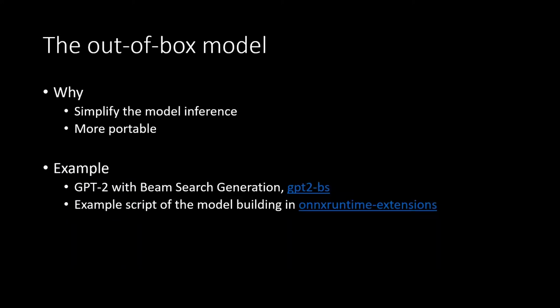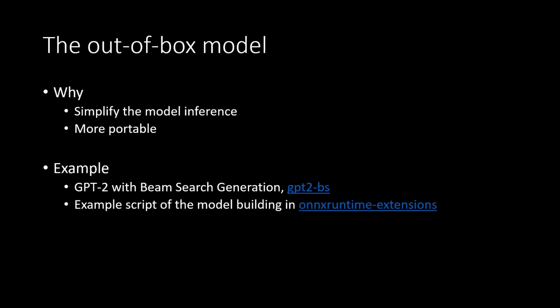Also, we have a new kind of model, which we call the out-of-box model. This model fuses all the pre and post processing into the model. So when you do the inference, you don't need extra steps for pre and post processing. This will greatly simplify the model inference, and it is more portable because you don't need to worry about pre-processing libraries on any platform, and it is especially useful for mobile apps.